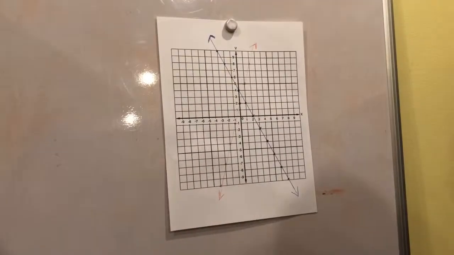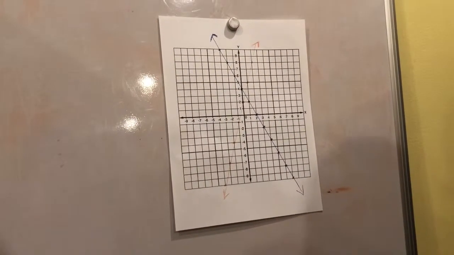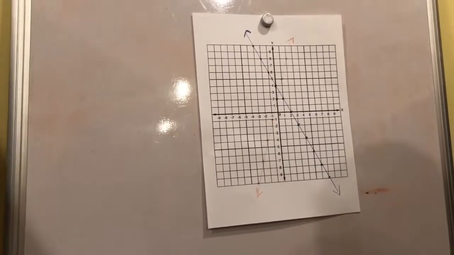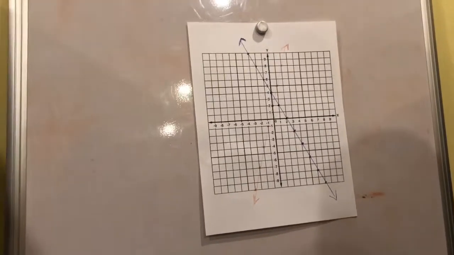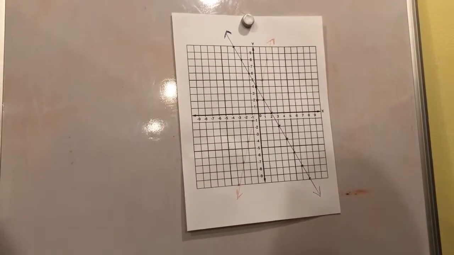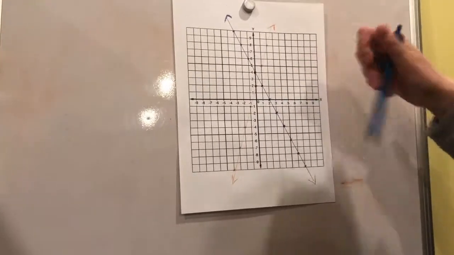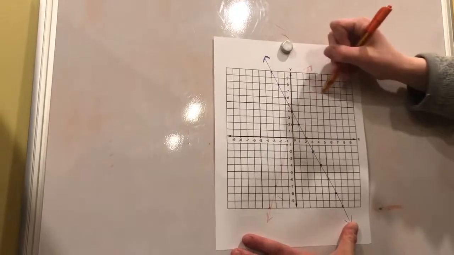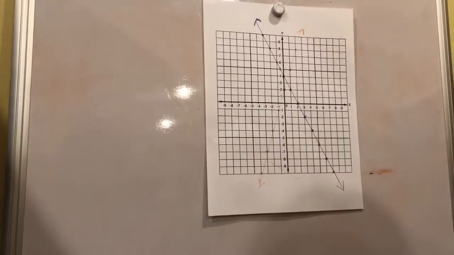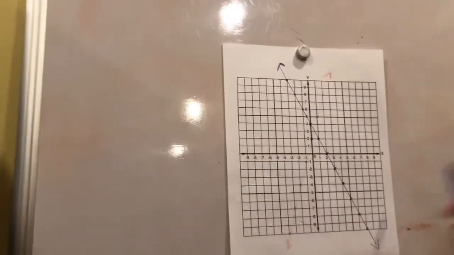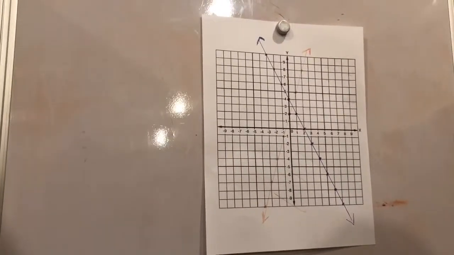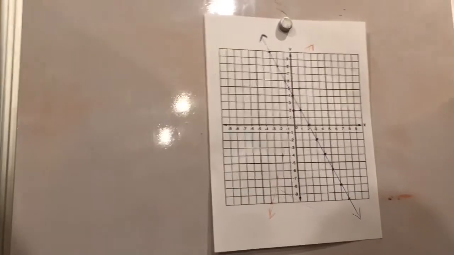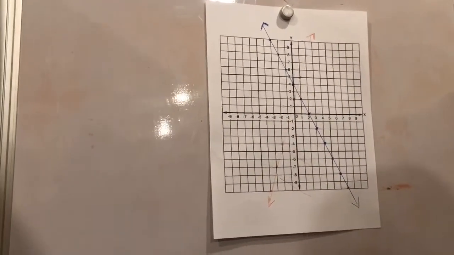Once the lines are drawn, you move to shading. First, since y is less than or equal to 3x plus 2, you shade below the y value of 2. So you shade this way. Then, for the second one, since y is greater than or equal to negative 2x plus 4, you shade above the y value of 4.